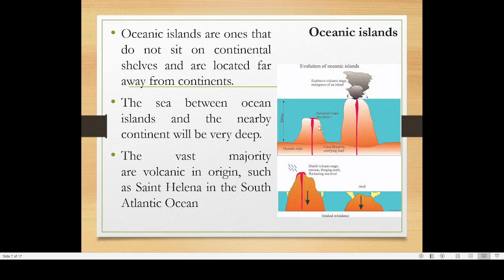So when volcanic eruptions are taking place like this, there will be mountains on the bottom of the sea. Sometimes volcanic eruptions result in the release of a lot of molten magma, and sometimes these islands will be coming above the sea. When these islands are coming above the sea, that becomes an oceanic island. So this is how oceanic islands are formed.